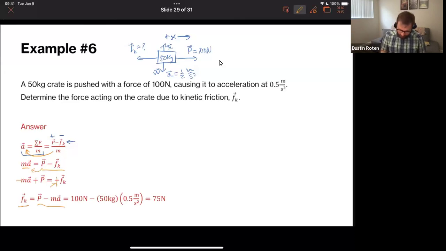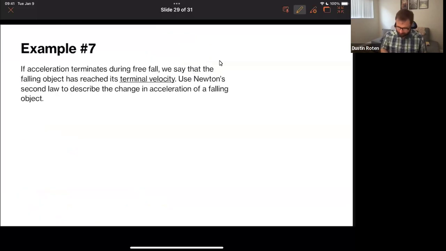Well, I know my push, I know my mass, and I know my acceleration. So now it's just a plug and chug problem. Put in my values, and it turns out my force due to friction is 75 newtons. Okay, now let's look at one more.